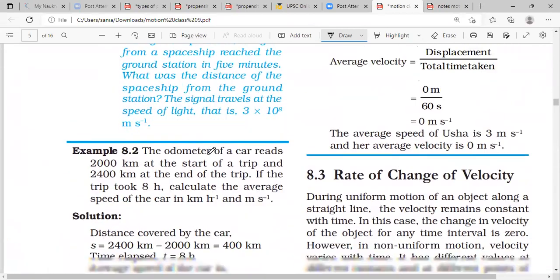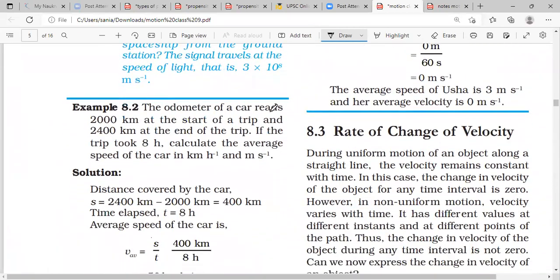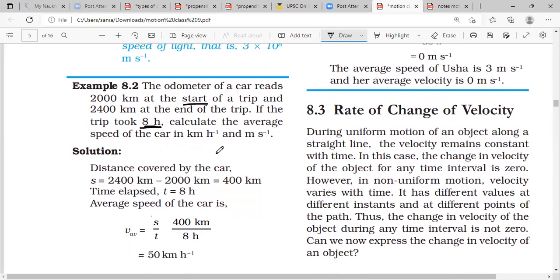You can see over here, the odometer of a car reads 2000 kilometer at the start of a trip. Okay, so start means this is initial. Okay, and 2,400 kilometer at the end of the trip. Okay, if the trip took 8 hours, calculate the average speed of the car. So you have to calculate the average speed. Okay, so you know the formula of average speed.